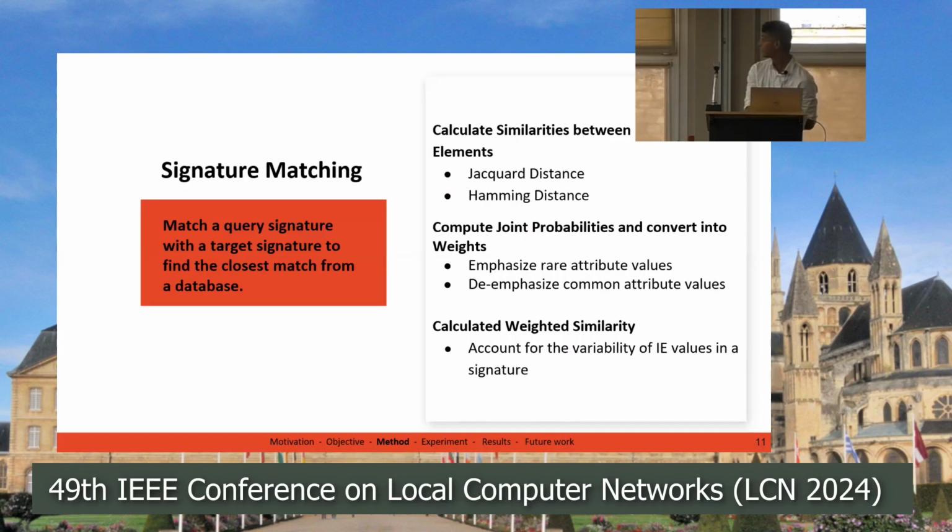our method. So now I'll get into the crux of our method, and that's how we match two signatures together to determine if it's the same device or different devices. And for this, we have 3 steps. First, we calculate the similarity between all the attributes and attribute values. Then we compute the joint probability and convert it into weights.